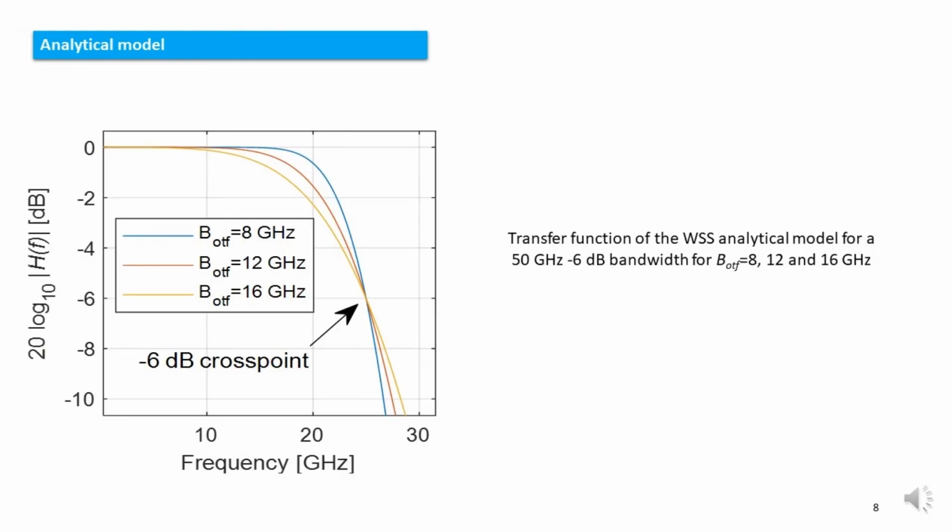In this figure, we can see the impact of the BOTF parameter on the sharpness of the filter. For this work, we use the BOTF of 8.5 GHz. In this work, all WSS bandwidth are at minus 6 dB because this is what is used by the analytical model. From the figure, it is clear the choice for this bandwidth.